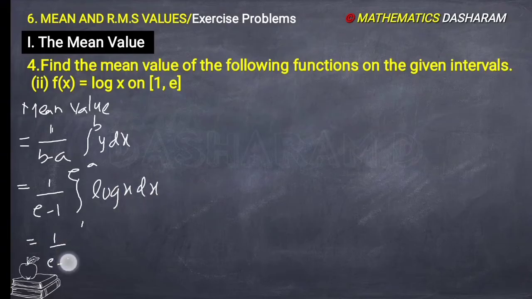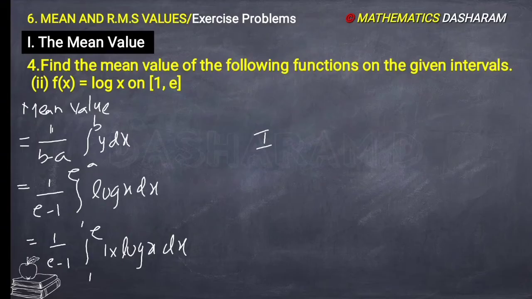So 1 by e minus 1, integration from 1 to e of log x. Integration of log x, we can write as 1 into log x dx. Here we have to use the u into v formula, but before using it, let us verify whether 1 and log x are in the correct order or not. That is the ILATE rule. As per the ILATE rule, 1 is an algebraic function, log x is a logarithmic function. Logarithmic function first, algebraic function second.